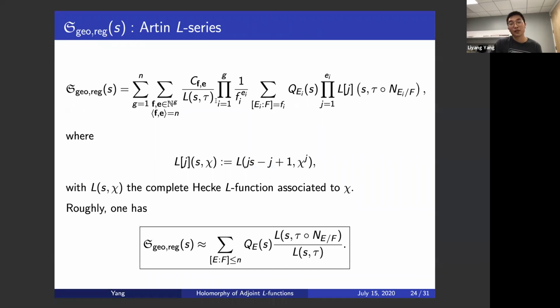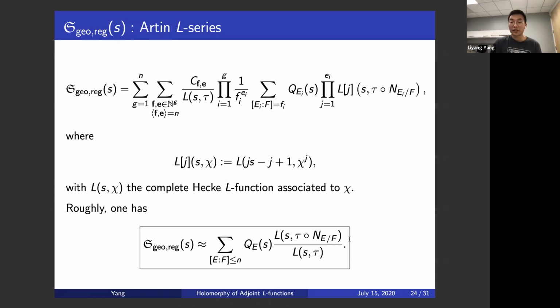After some computation, you will have this expression. Although it's kind of complicated, generically you can think it's just of this form. This is the contribution from elliptic regular conjugacy classes. And these are ratios we looked at. This is the twisted Dedekind zeta function of E.